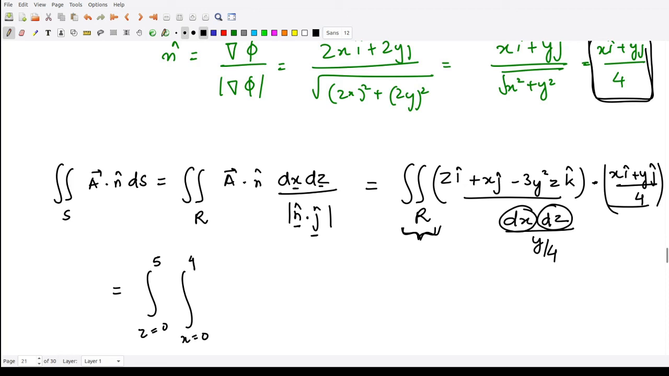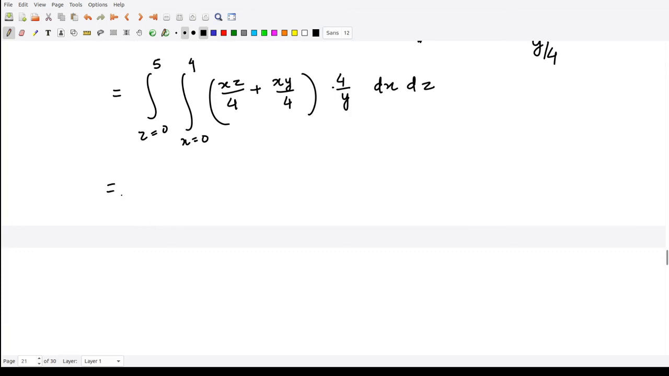And we can solve this when you take the dot product here. So you will have xz by 4 plus xy by 4, and you have the quantity 4 by y into dx dz. So this is what you have. The next step is just to solve this integration. So when you solve this integration, you will have z varying from 0 to 5, x varying from 0 to 4, and then xz by 4y.